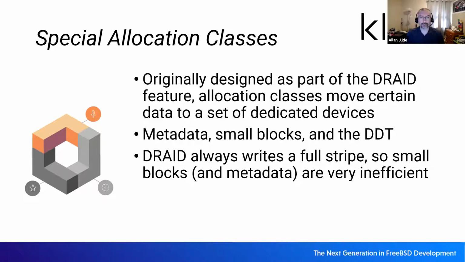And so for DRAID, they wrote this special allocation class code that would say, if it's metadata or a small block like this, we're going to put it on this other vdev that will just be a mirror and will be very efficient at dealing with small blocks. And then our DRAID will be able to handle the large blocks. But this feature is generally usable, and you can use it on any type of pool, not just with DRAID.